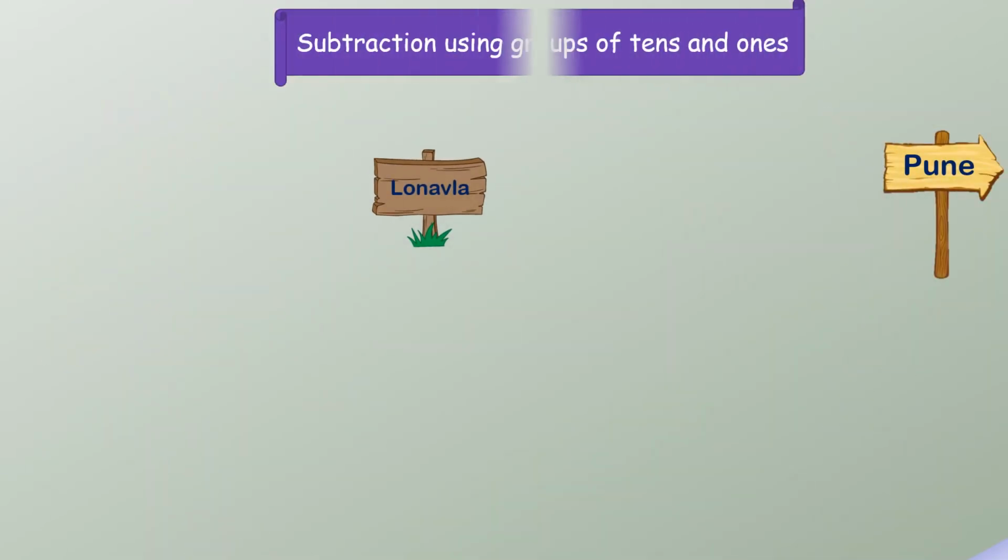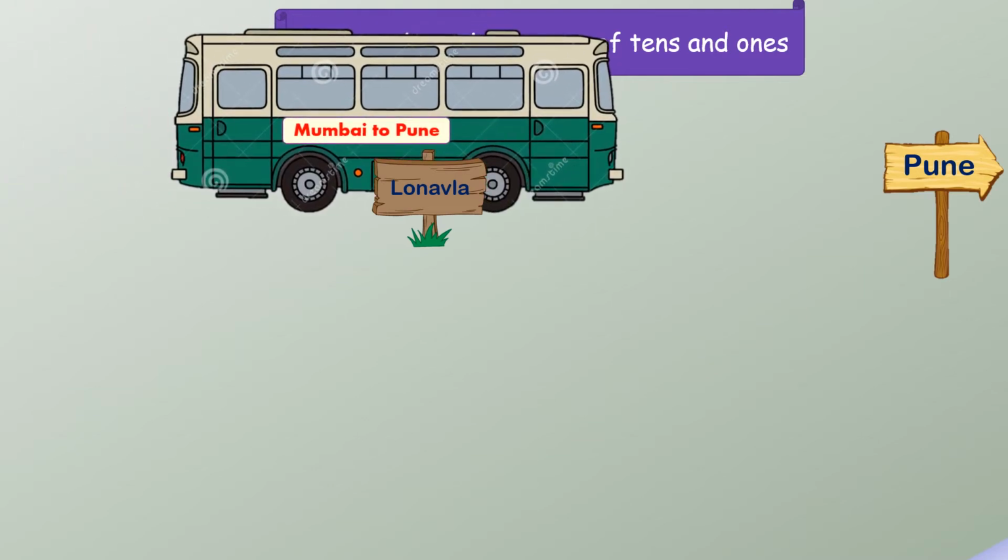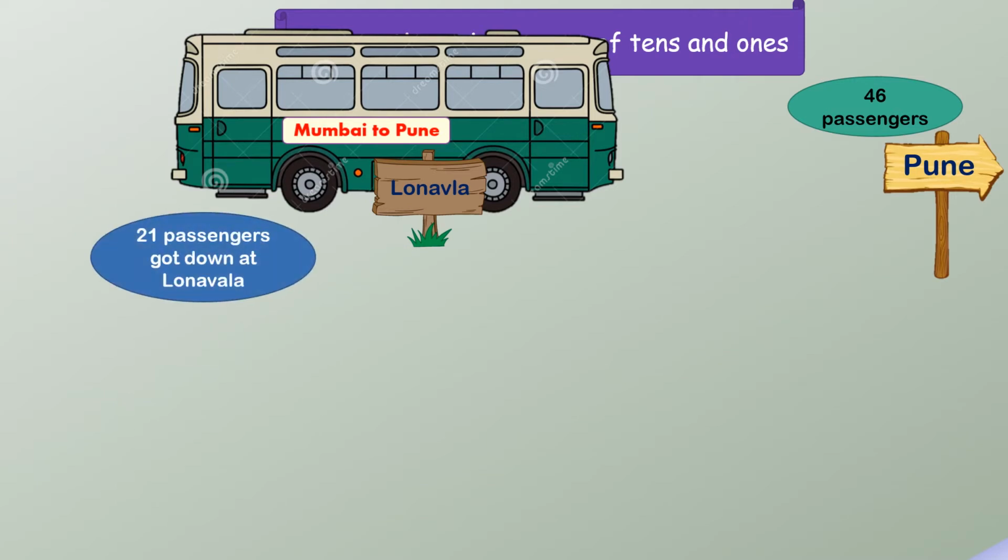Now let us do subtraction using groups of tens and ones. Okay, let's see the example over here. Here is a bus which is going from Mumbai to Pune, and it stopped while coming from Mumbai. The stop here is Lonavala, and the bus is carrying 46 passengers, but 21 passengers got down here at Lonavala. Other passengers will be traveling to Pune.